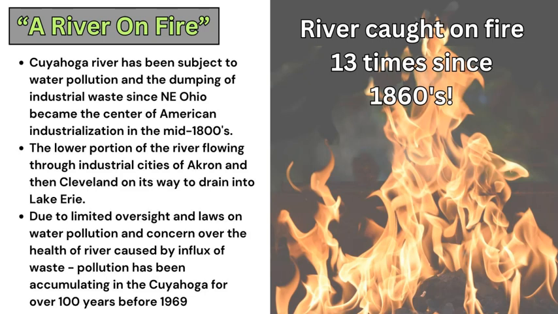The Cuyahoga River has been subject to high levels of water pollution for over 100 years before the fire of 1969. So for a river to catch on fire, you have to have a substantial amount and volume of pollution in one location, and have the pollutants be flammable in order to catch on fire.